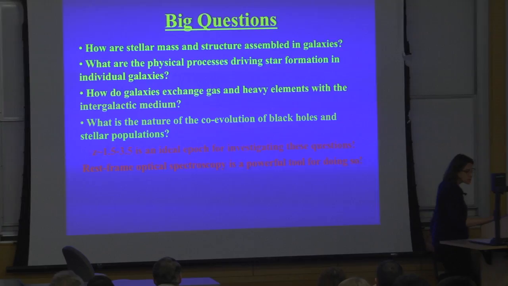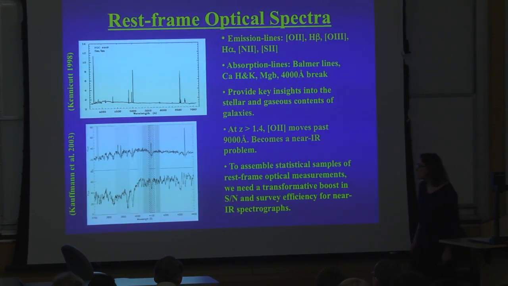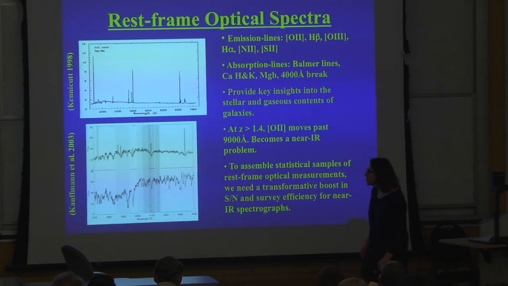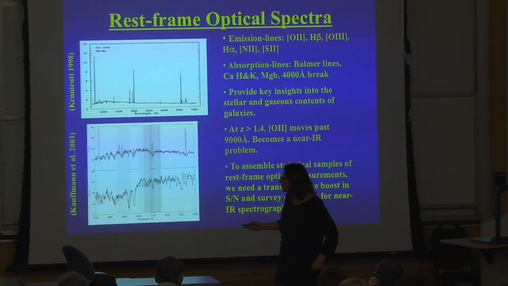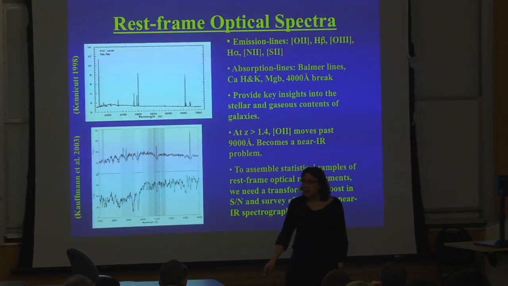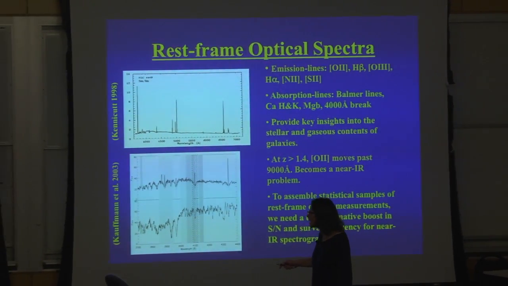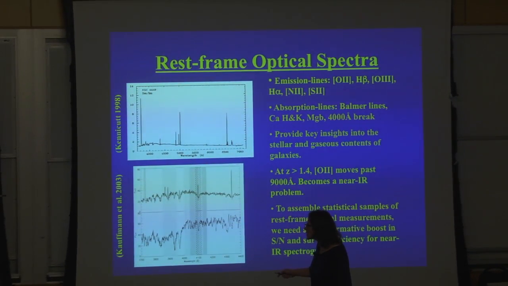Okay, so now the question is, what do I mean by rest frame optical spectroscopy? What are the tools that we're going to be employing to study these galaxies? Well, I'm showing you on the top a spectrum of a nearby galaxy that's strongly forming stars. You can see there are several strong emission lines here, okay? And we're going from 4,000 up to 7,000 angstroms.